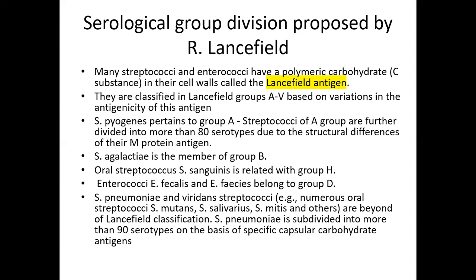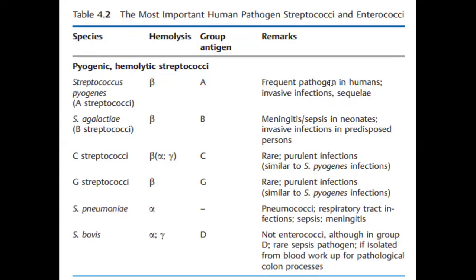Because Streptococcus group A is Streptococcus pyogenes. Streptococcus from group B is Streptococcus agalactiae. Streptococcus group H is Streptococcus sanguis, and Streptococcus group D is Enterococcus. But Streptococcus pneumoniae is beyond this classification because they don't have C substance, they don't have Lancefield antigen. So Streptococcus group A is Streptococcus pyogenes.